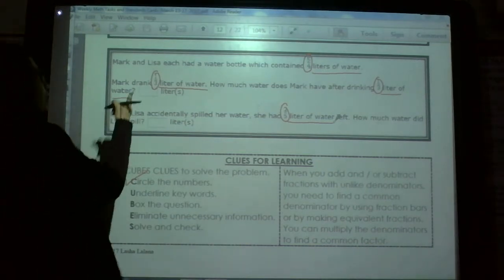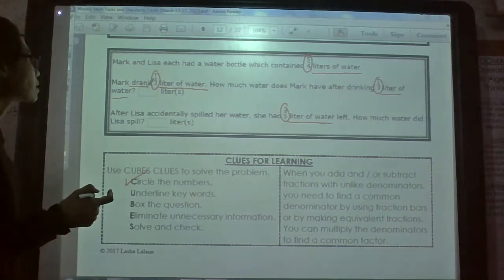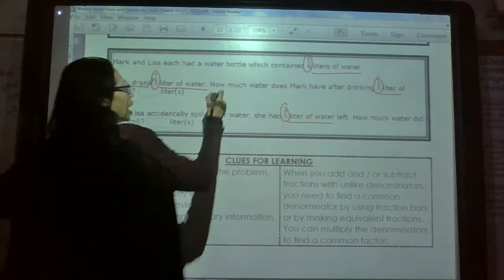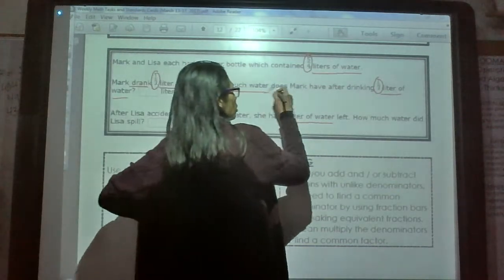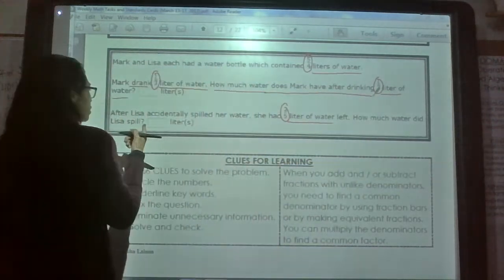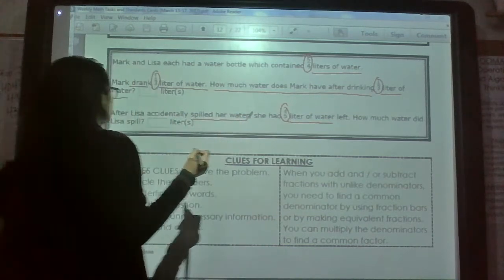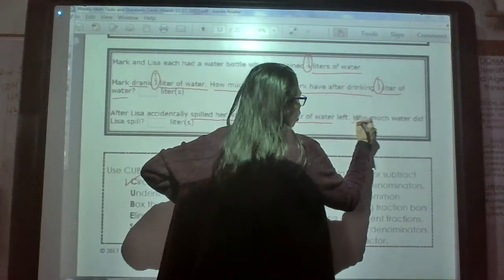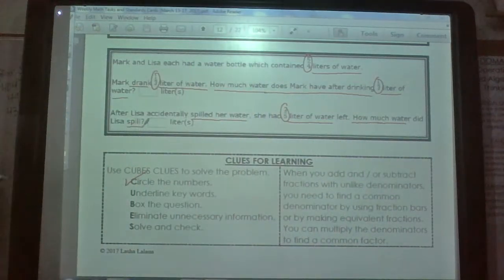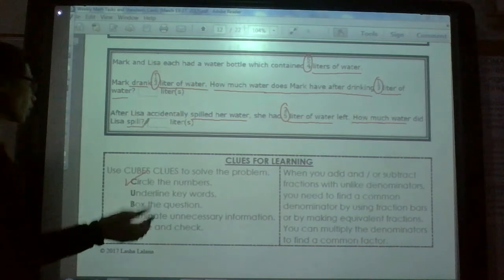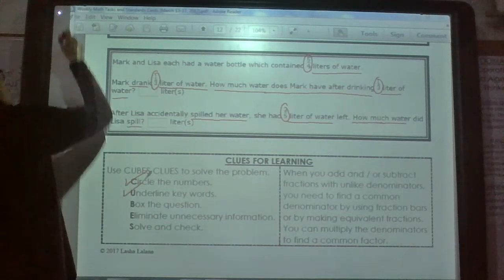Okay. So right here you can underline that he drank 1/3 and how much water? You can do that. Oh, you can underline the whole thing if you want to. And this one, spilled her water. How much water did she spill? Now, if there's other things that you wanted to underline, you could go ahead and underline those also. The next step is the B step, to box the question.